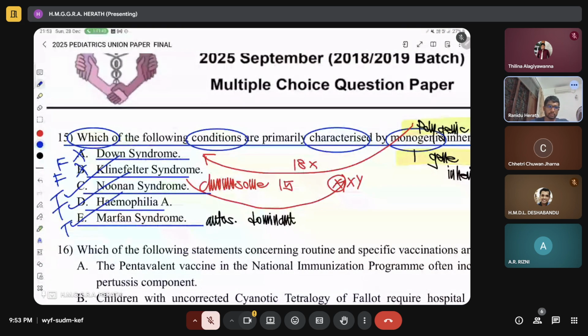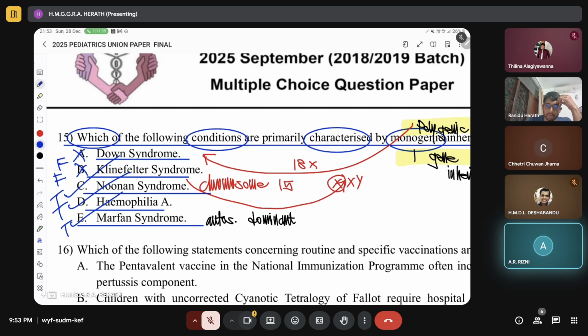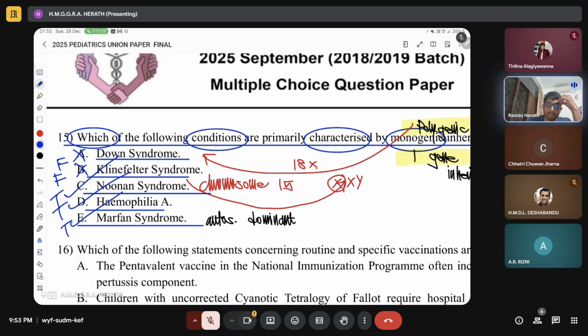Understood? No, I still didn't get it. Now, how many genes are there in one chromosome? There are 23 chromosomes, but how many genes are in one chromosome?